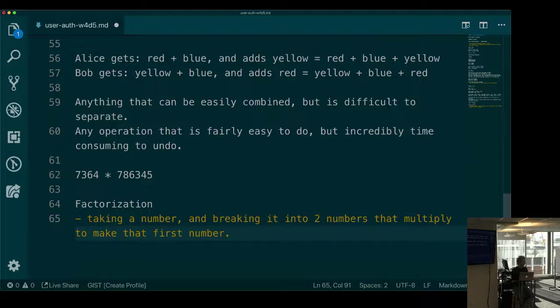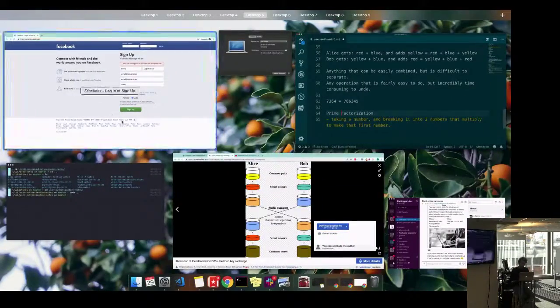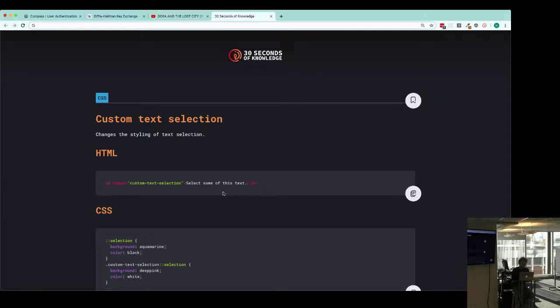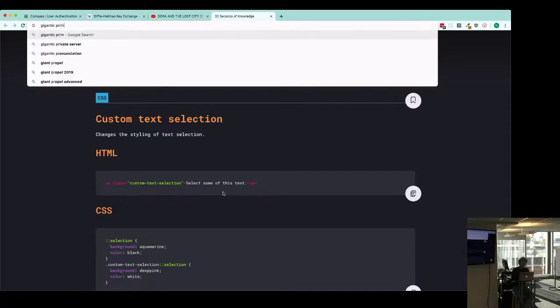Right? Two nice whole numbers that you can multiply together to make a number. Factorization is hard. Prime factorization is even more fun: finding the two primes that need to be multiplied to get you to a particular place. So when people are trying to put together these common secrets and their secret keys, the strategy is to look up gigantic prime numbers.